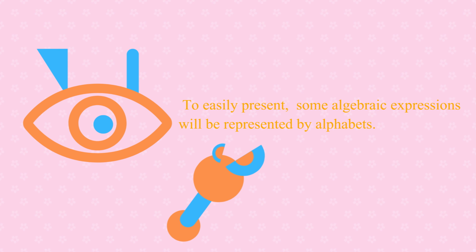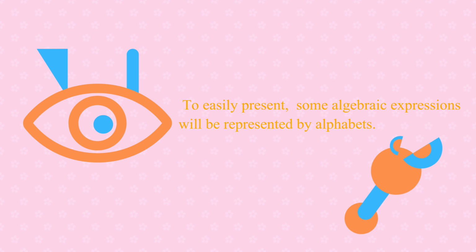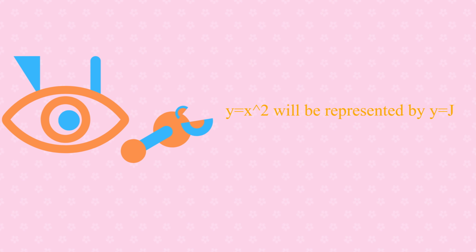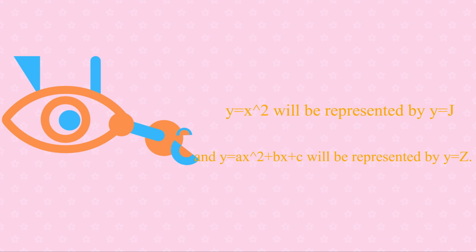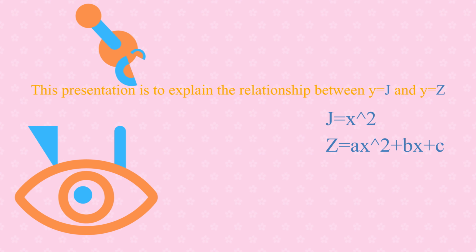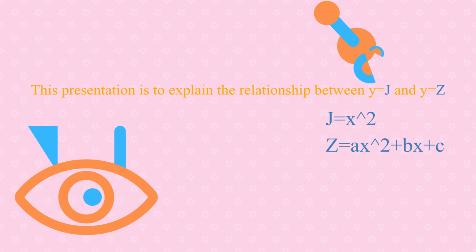To easily present, some algebraic expressions will be represented by alphabets. Y equals x to the power 2 will be represented by y equals j, and y equals ax to the power 2 plus bx plus c will be represented by y equals z. This presentation is to explain the relationship between y equals j and y equals z.